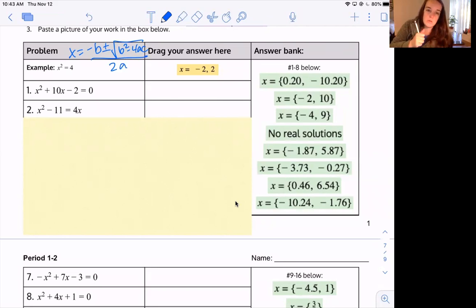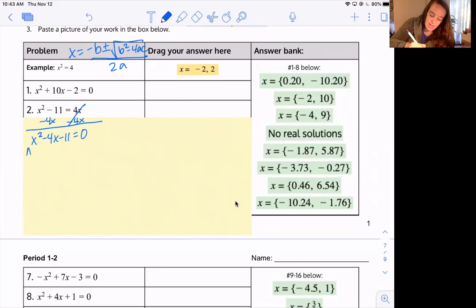So I have number 2. The first thing that I need to do is make sure that it's equal to 0. So I see that 4x is over here. I'm going to subtract it to the other side. That means that I have x squared minus 4x minus 11. I don't want to add it to the 11 or to the x squared. They're not like terms, so I'm not going to do that. That's going to be now equal to 0.